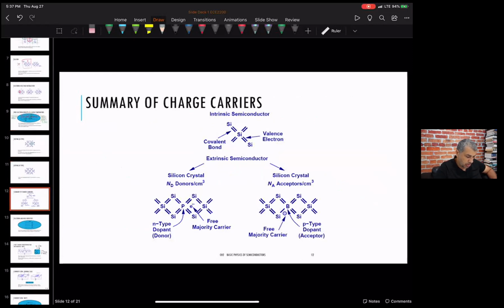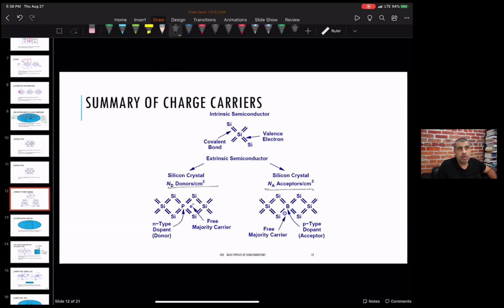Okay, so here's the summary. We have electrons and holes, and we can dope the silicon with either acceptors, which are group 3 dopants, or donors, which are group 5 dopants, to get either extra holes or extra electrons. Do you guys have any questions about anything so far?